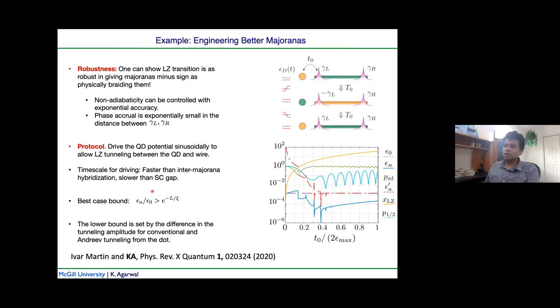So you can also show that the best case bound in this case for how much this Floquet Majorana hybridization energy is compared to the static hybridization energy is precisely given by the same exponential factor that describes the robustness to noise of the original static Majoranas. So that's exactly the same bound with which you can reduce the hybridization in this particular protocol.